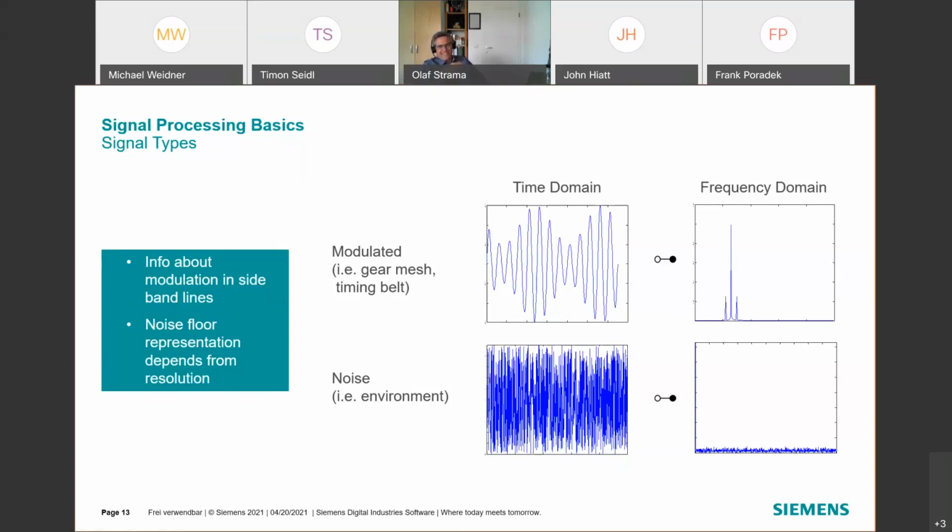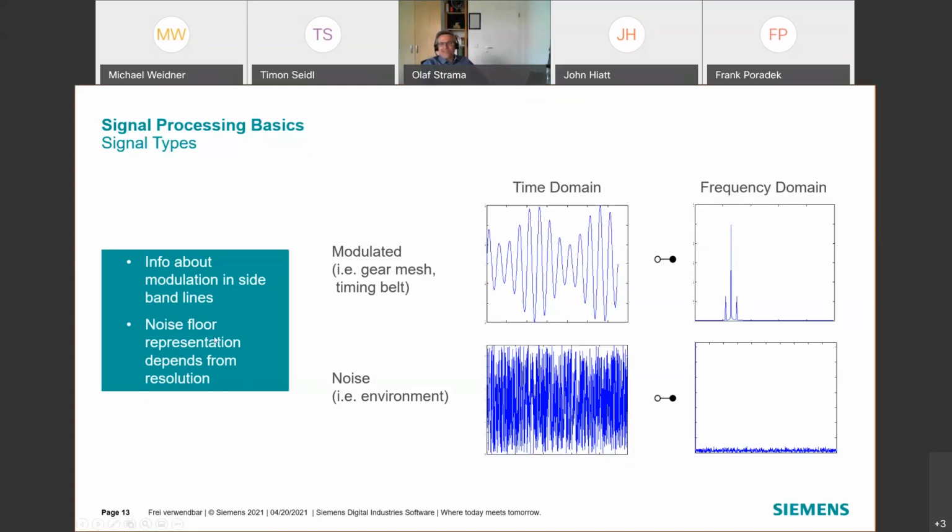Every tooth looks like the other. If they are different from each other, then it's a quality criterion. Then the quality is not so good. And we see this effect in the sideband lines. That means at the end, if you look at gear mesh, then the sideband lines are quite more important than the gear mesh frequency itself. And to parameterize the analysis in a way that we are able to see these sideband lines is quite important to detect faults.